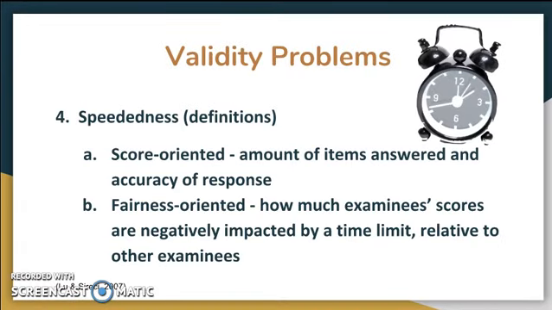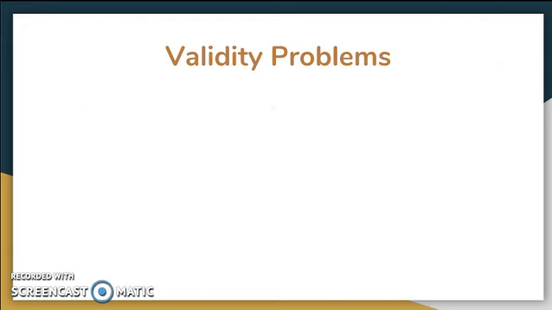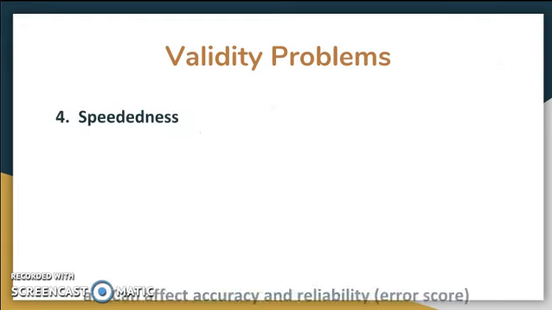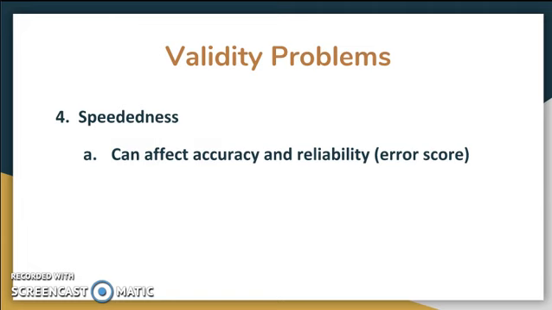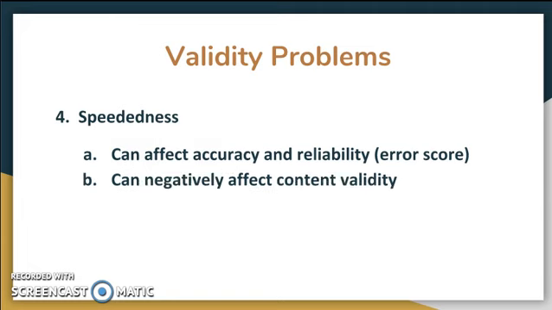Oriented speededness shows how many items are answered correctly, whereas fairness-oriented speededness demonstrates how examinees' scores are negatively impacted by a time limit relative to other examinees. Speededness affects both accuracy and reliability. Additionally, it can also negatively impact content validity.